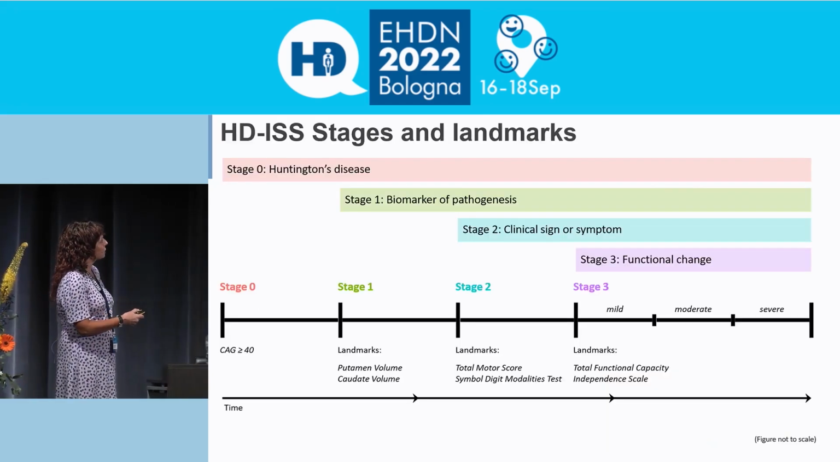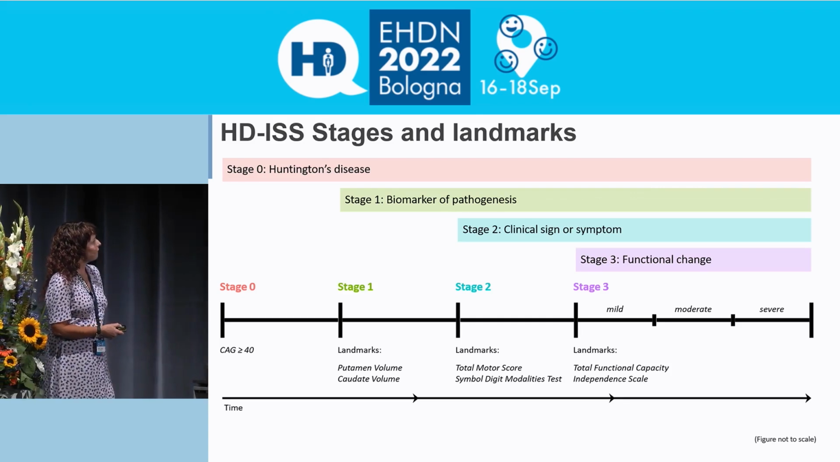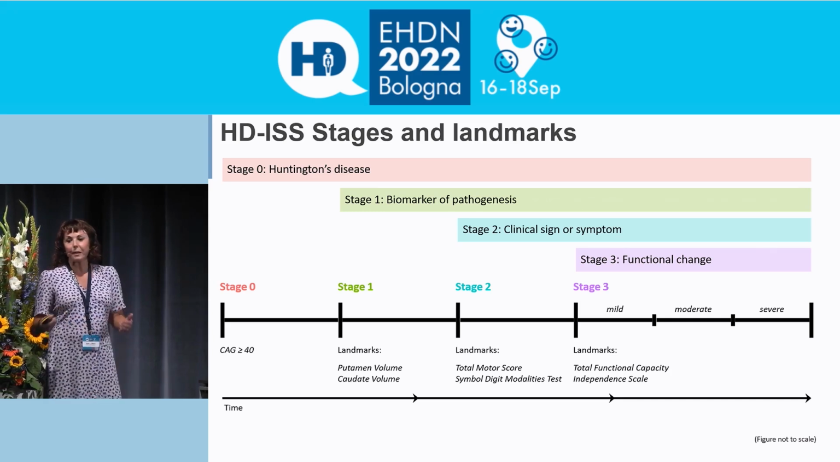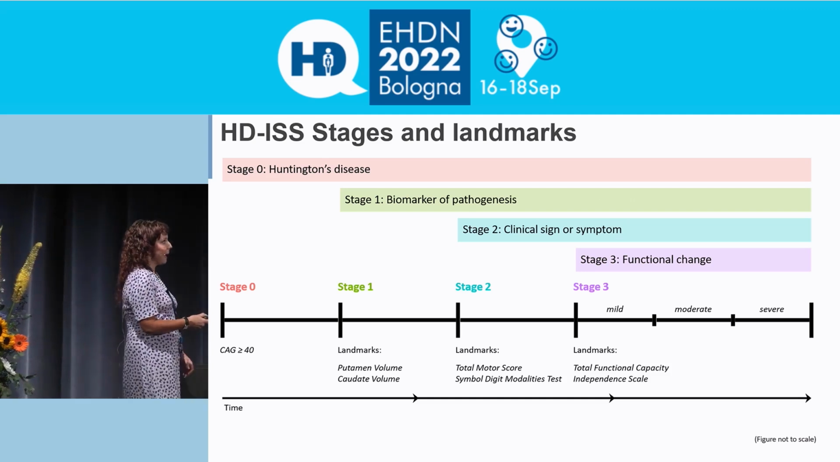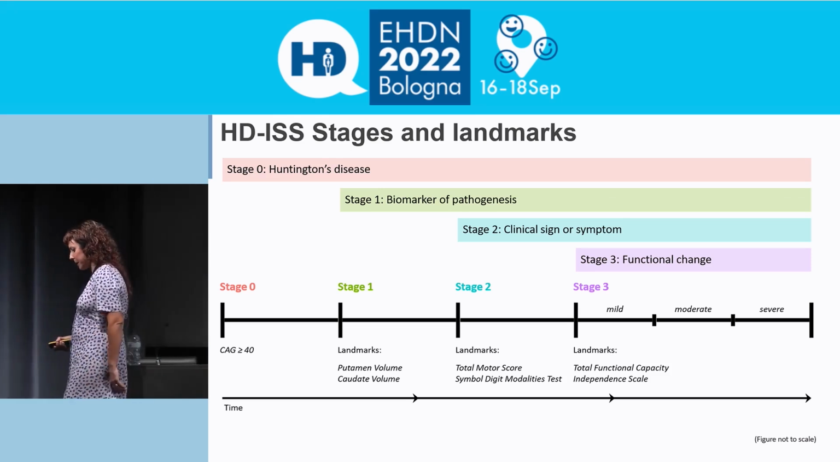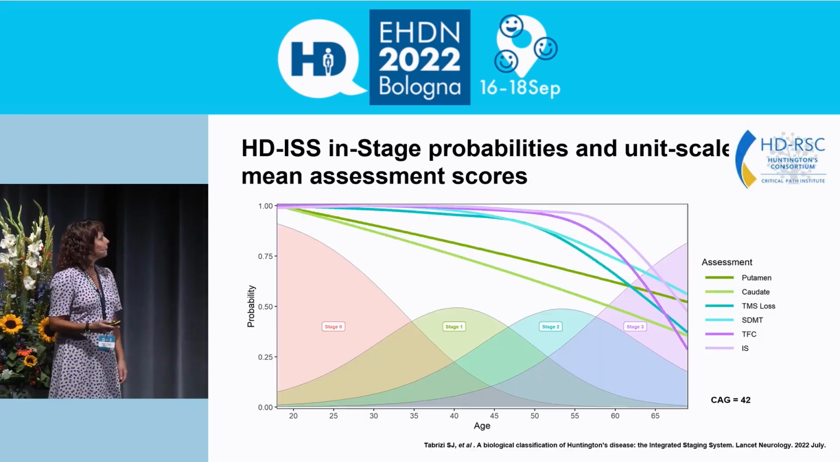Stage 0, stage 1, biomarker of pathogenesis, stage 2, clinical sign or symptom, stage 3, functional change. And stage 3 is divided into mild, moderate, and severe based on activities of daily living. And interestingly, this maps quite closely with the TFC as well and the independence scale. So ongoing work is mapping that.